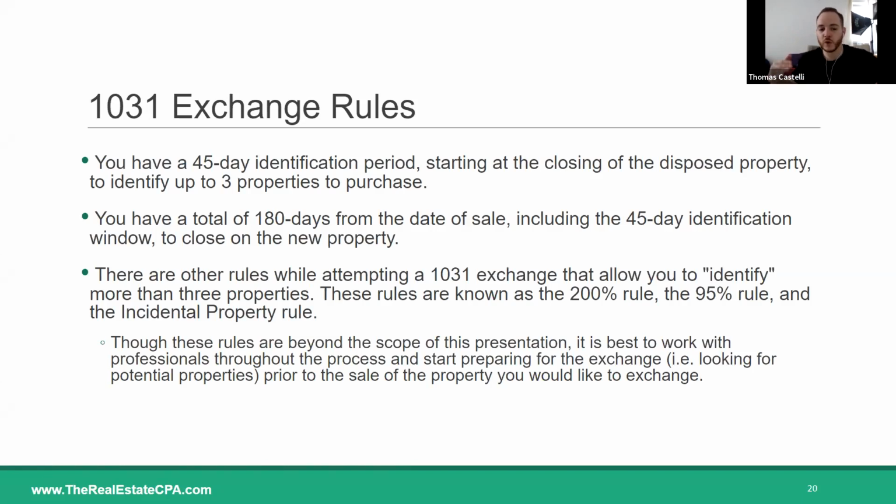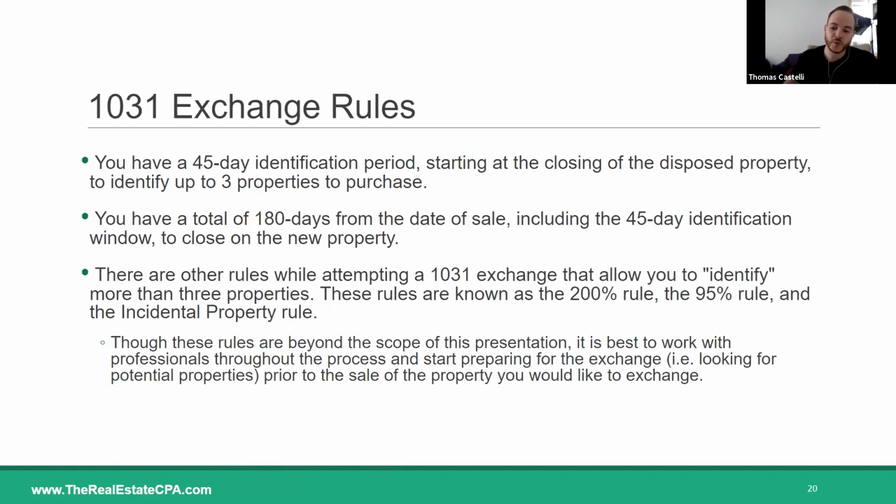Now, you have a total of 180 days from the date of sale, and this includes the 45-day identification period, to close on the new property. So again, if the sale occurred today, you have from 6/28, 180 days from now, basically 6 months to close on that property. There are also other rules while attempting the 1031 exchange that allow you to identify more than 3 properties.